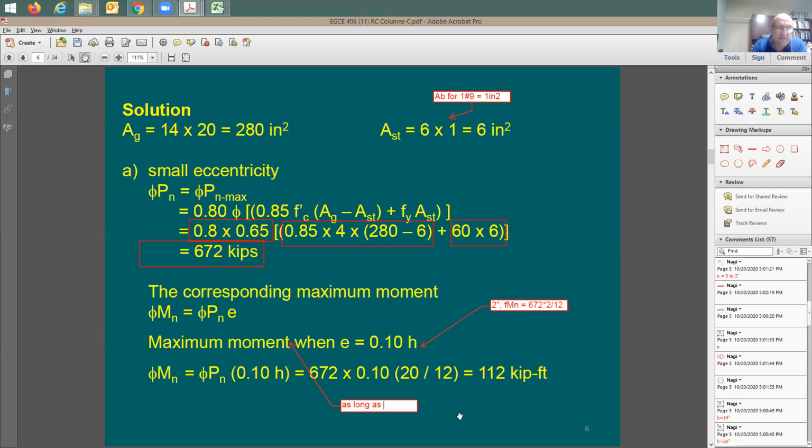I'm going to just leave it like this for now. So I'm saying here, as long as, look at this, as long as M sub U is equal to, or ranges from 0 to 112 kF/foot, phi Pn equals how much?